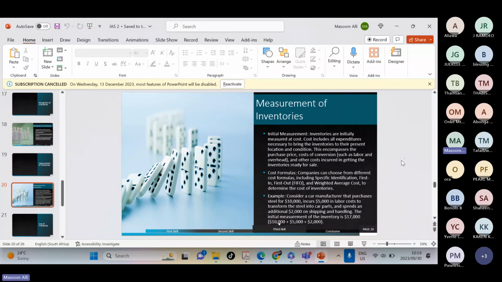What can they ask in terms of this, right? Because remember, certain cost formulas are more suited to certain items as well. So by default, you will look at your specific identification first. Okay, so this is what happens, right? If you have inventories that are not homogeneous or interchangeable, and they're very high value items, we're looking at things like jewelry, antique furniture, cars. Okay, they're not homogeneous, they are different to each other.